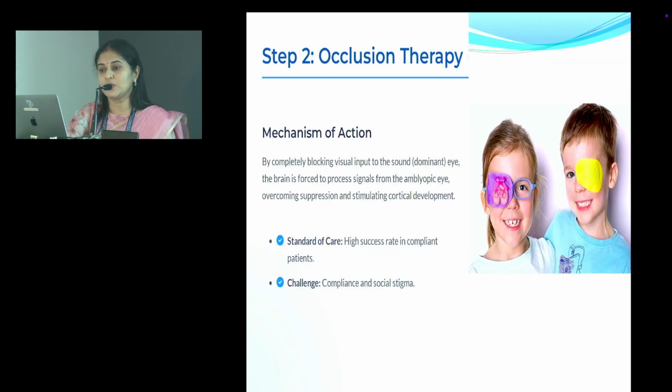And step 2 is the occlusion therapy. By blocking the visual input to the sound eye or the dominant eye, the brain is forced to process signals from the amblyopic eye. This is the mechanism of occlusion, as we all know, and it overcomes the suppression and stimulates the cortical development. It has a high success rate in compliant patients, and the challenge is always compliance and social stigma.